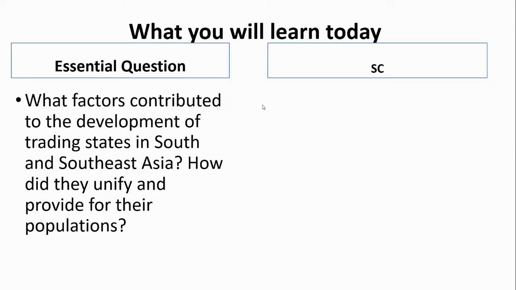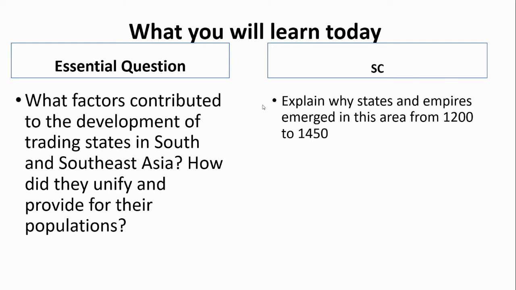So our central question is a twofold question. First of all, we want to make sure that we understand what factors contributed to the development of trading states in South and Southeast Asia. So we want to explain why states and empires emerged in this area from 1200 to 1450. Most importantly in this, we need to be able to define what a trading state is and why they develop.